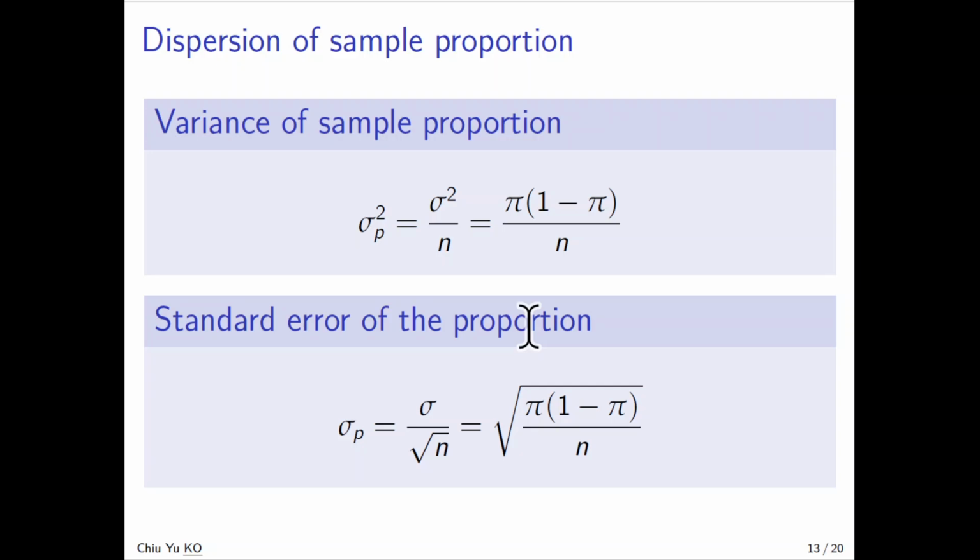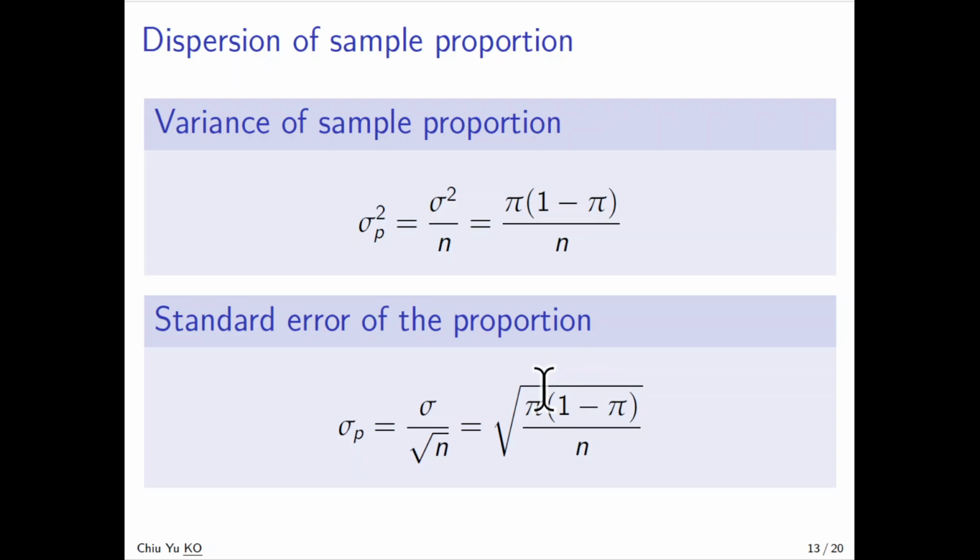So the variance formula is the same, right? It will be the population variance over n. So in this case, it's pi times 1 minus pi over n. The standard error of the proportion is the same, just the square root of the variance. So it's the root of the fraction pi times 1 minus pi over n.